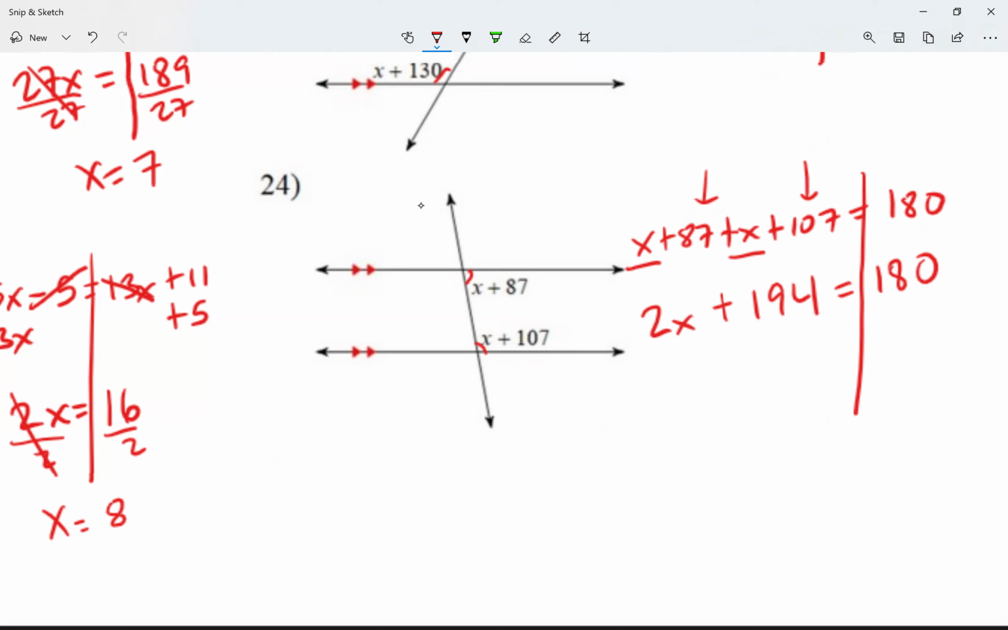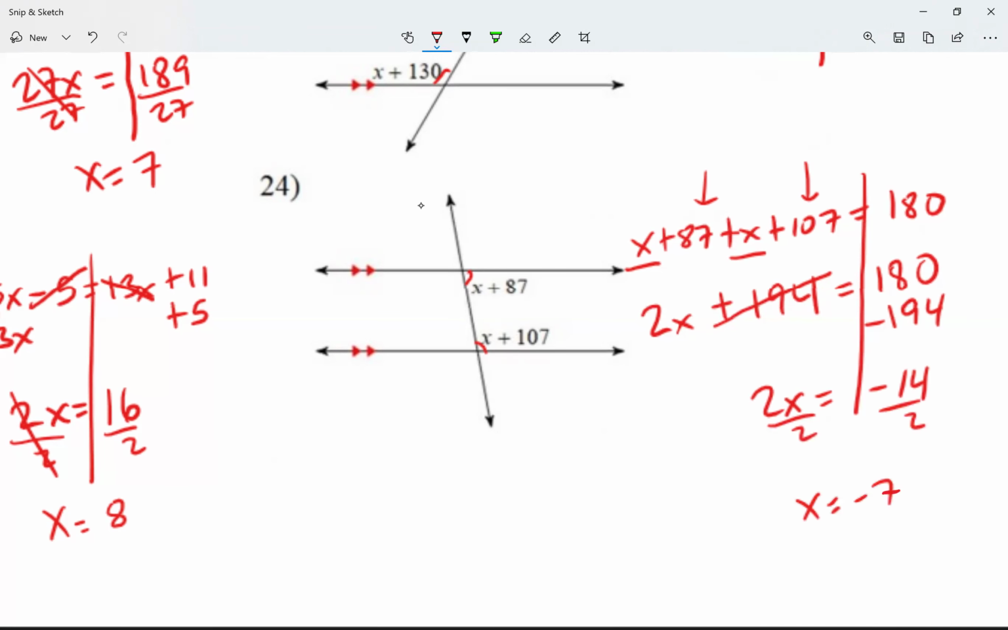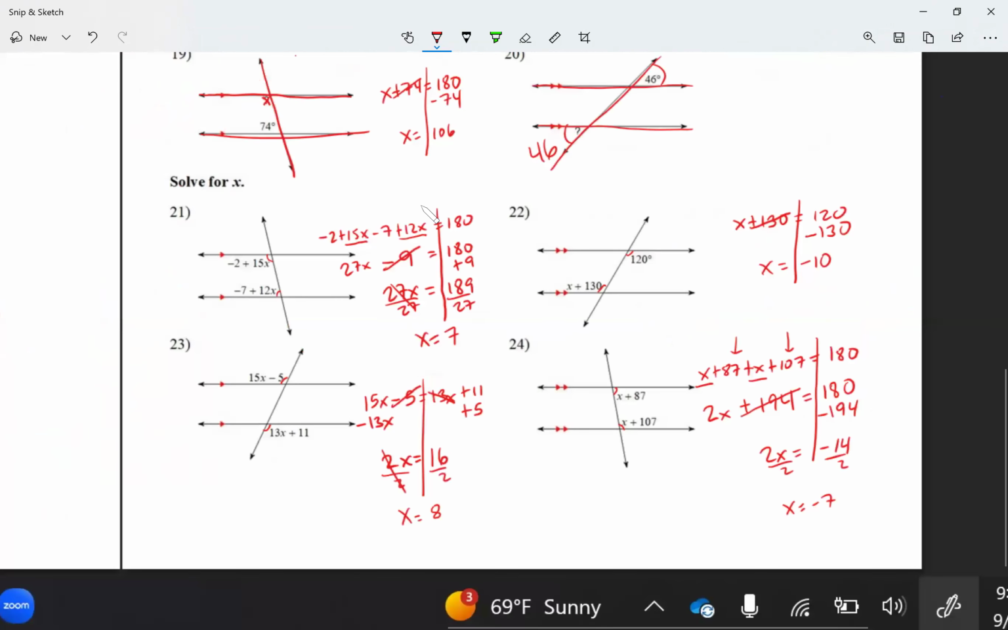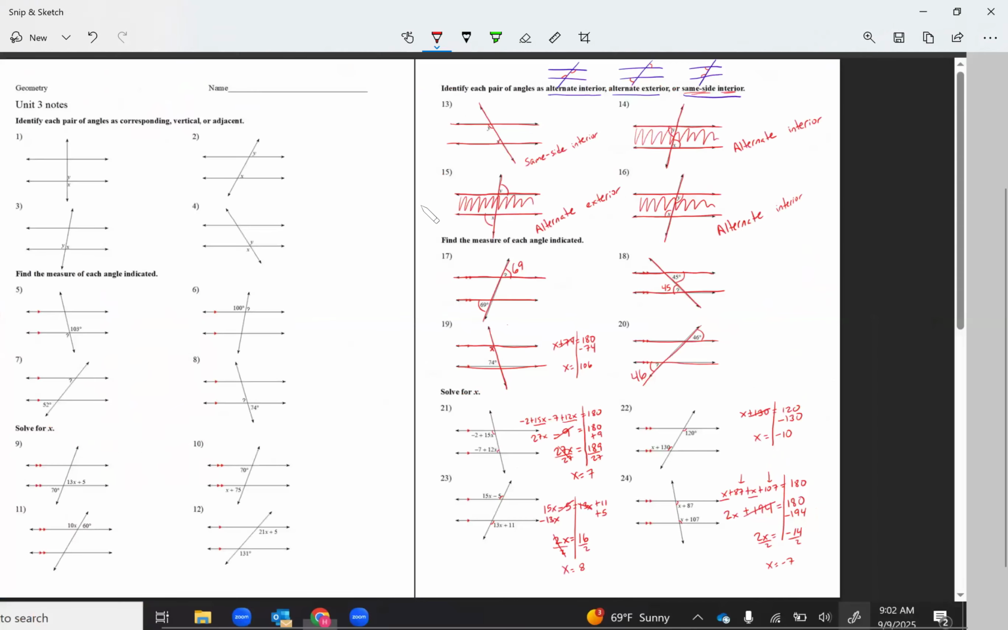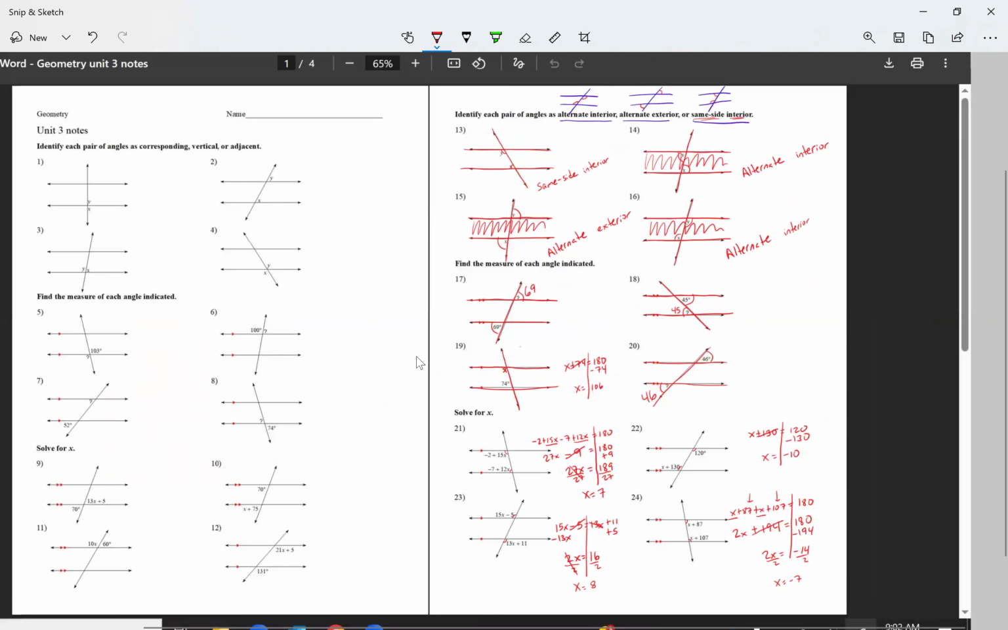I want the 2x by itself, so this plus 194, let me move it to the other side as a minus 194. So I get that 2x is equal to negative 14, right? 180 minus 194 gives me negative 14. Let me divide both sides by 2. So I get that x is equal to negative 7. There you go.